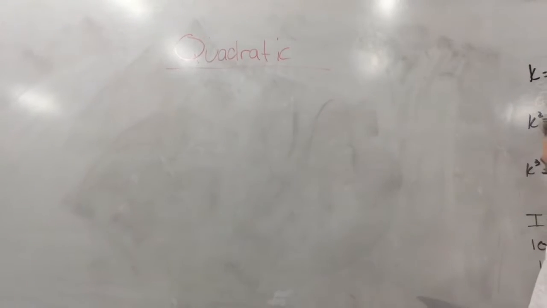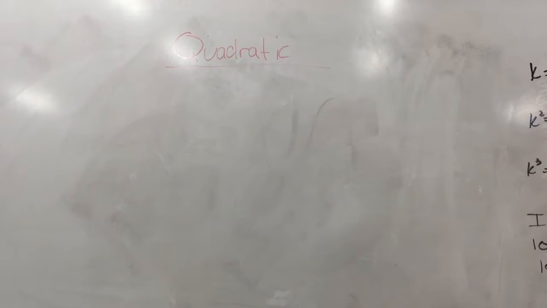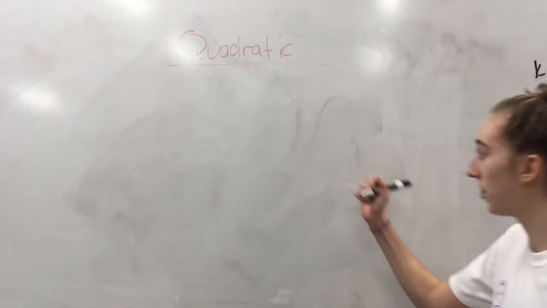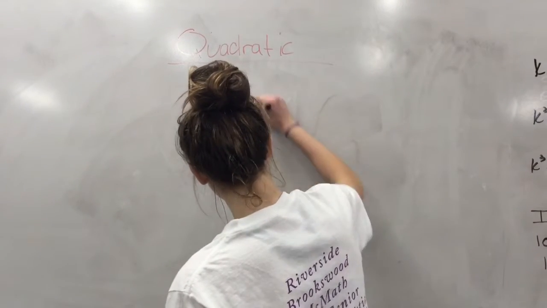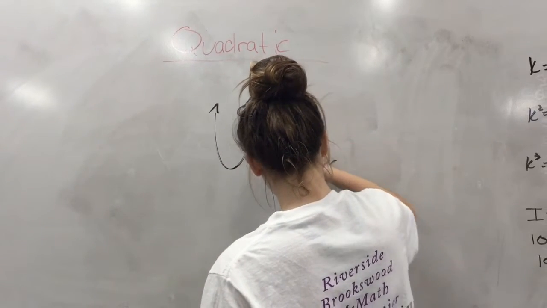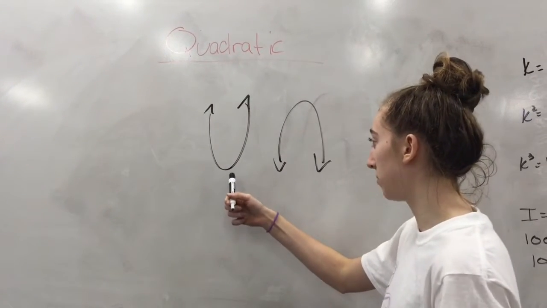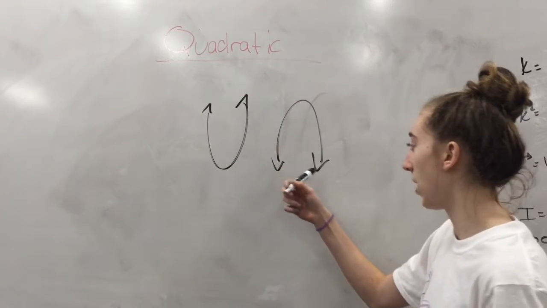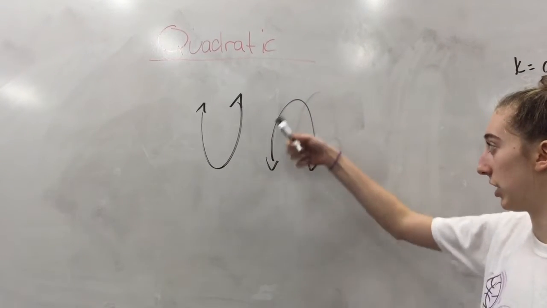Alright, now let's look at quadratic functions. A quadratic function when graphed is a curved line called a parabola. That will either look like this or like this. If it looks like this, it's positive because it opens up. However, if it looks like this, it's negative because it opens downwards.